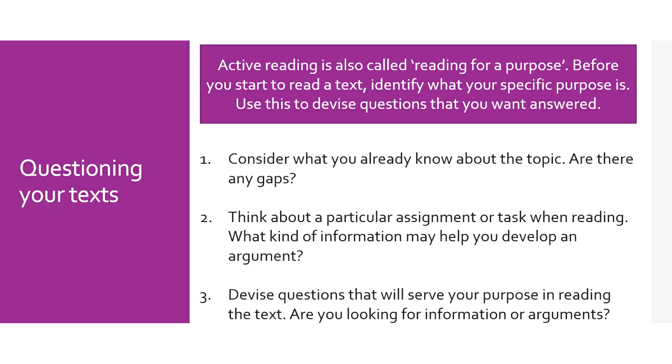Now, question your text. Active reading is also called reading for a purpose. Before you start to read a text, identify what your specific purpose is. Use this to devise questions that you want answered. And some of the reading strategies later in this module will help you devise those questions and actually have steps in those strategies to ensure that you ask some good questions.